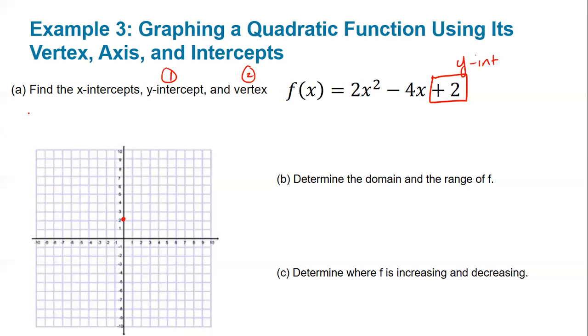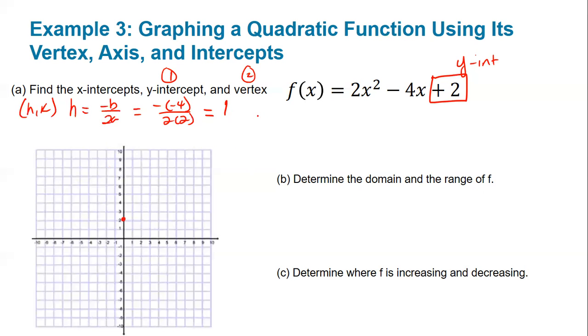Your vertex means that you're looking for your h comma your k. You have to find your h first, and h equals negative b divided by 2a. Do I know what b and a are? Yes, we're going to plug them in. So we have negative 4 divided by 2 times 2. What is my h? 1. A negative times a negative is a positive. So we have h equals 1.